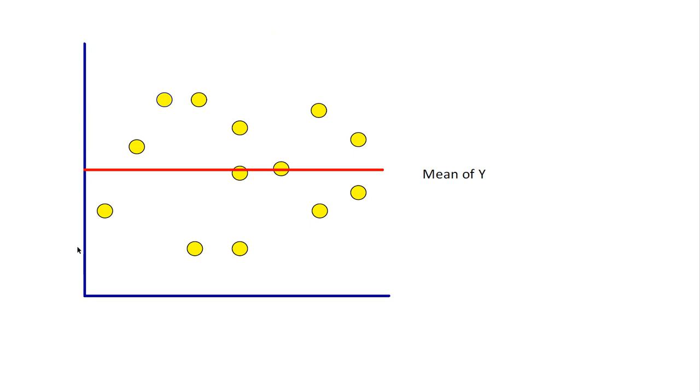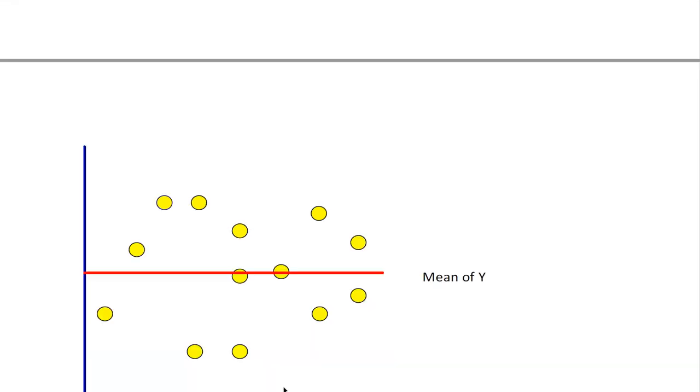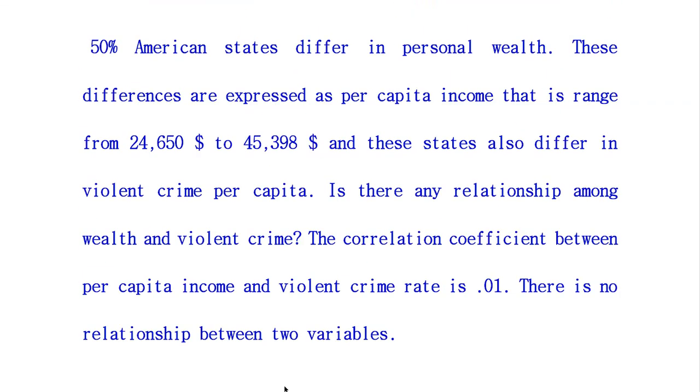So here is the diagram. When there is zero correlation, the regression line passes through the mean of y, and we have scattered values because there is no such relationship between x and y variables. And as we can see from this example, there is no relationship between income and violent crime.